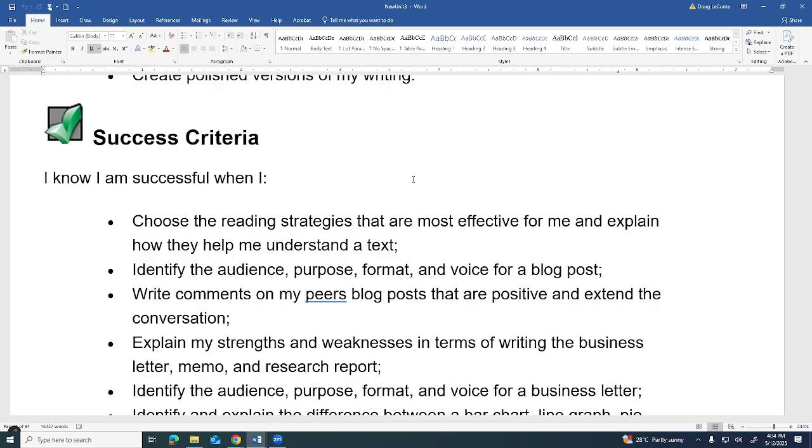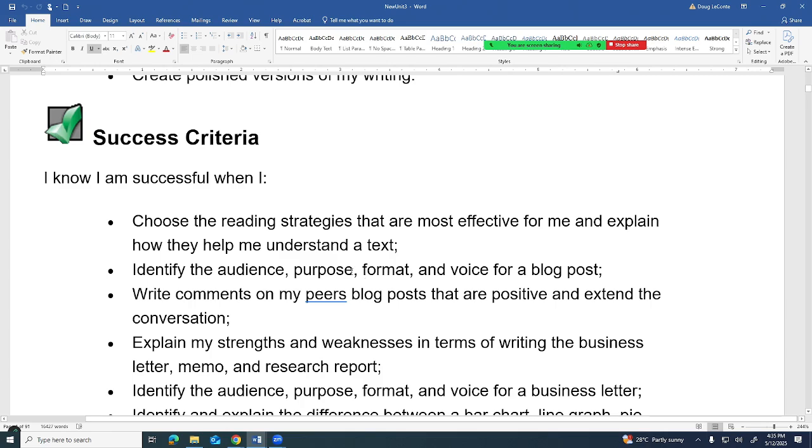You are successful when you can identify the audience, purpose, format, and voice for a blog post. Well, it says blog post, that should have been changed. For any type of assignment, they're always different. Sometimes you're asked to write for your peers. Sometimes you're asked to write an imaginary type of letter to, let's say, a character in the story you're reading, for instance.